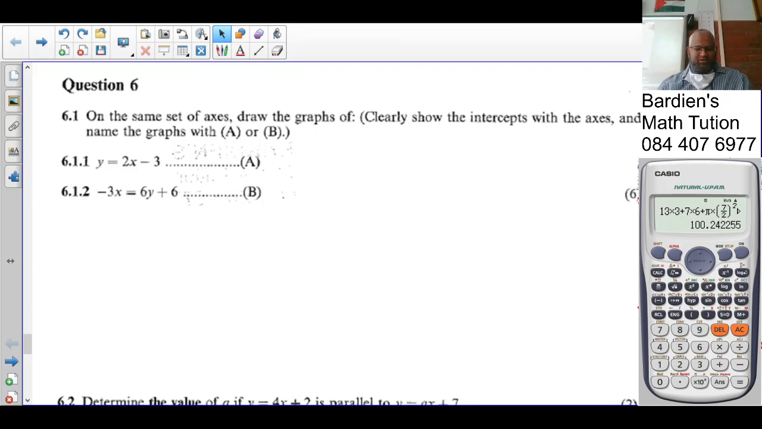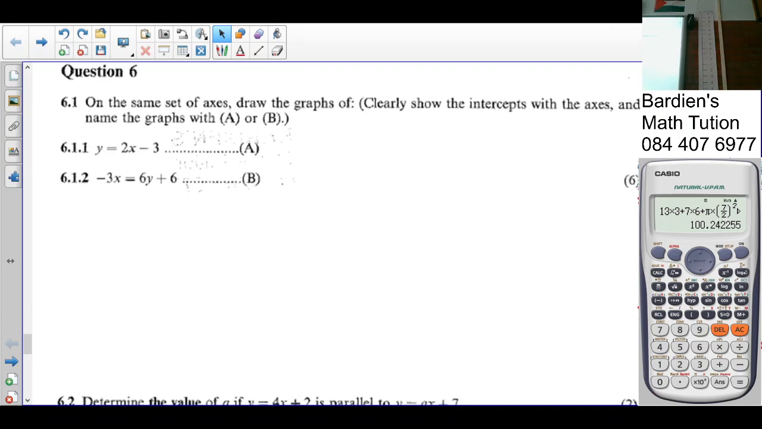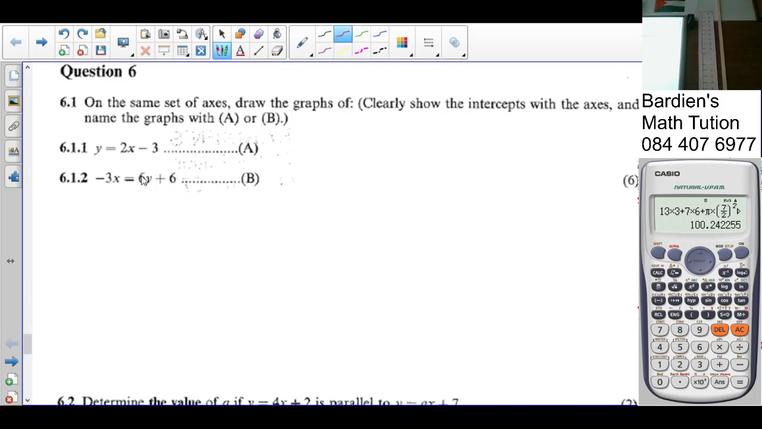Okay, since most of you are saying let's finish it, we are going to finish it. We are told that on the same set of axes, draw the graphs, clearly showing the intercepts with the axes and the names of the graphs, A or B. Let's look at the first graph, 6.1.1. How do we draw a graph? What do we need? We need the x-intercept and the y-intercept. That's all.